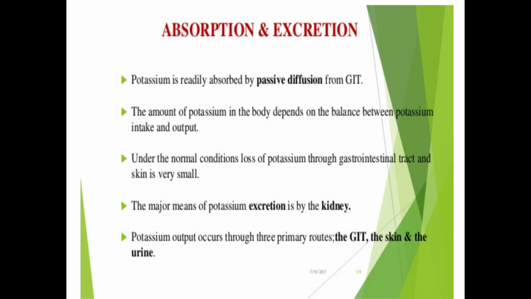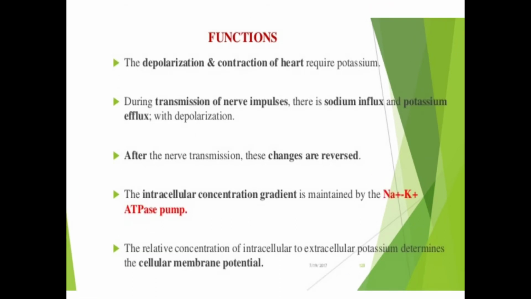Under normal conditions, loss of potassium through GIT and skin is very small. The major means of potassium excretion is by the kidney. Potassium output occurs through the primary routes: GIT, skin, and the urine. Okay, you should know these things in brief.